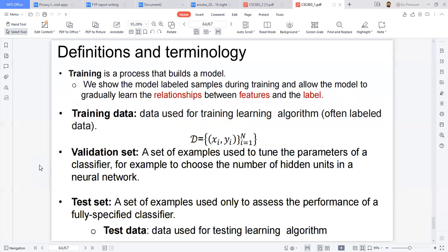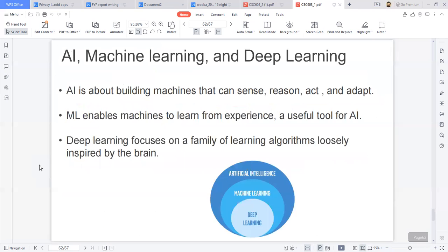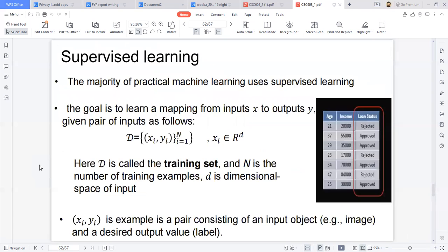And what is training? Training is a process that builds a model. We show the model labeled samples during training and allow the model to gradually learn the relationship between features and the label. So actually, what is training? We have to find the relationship between the input features and the output feature. This is called training.